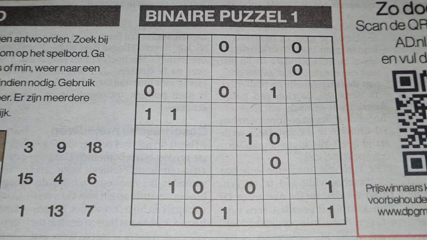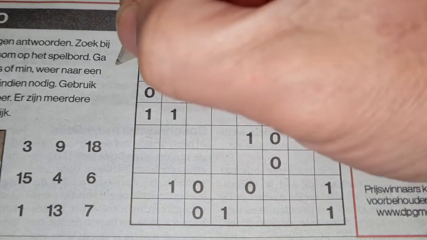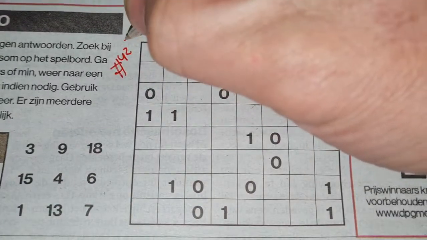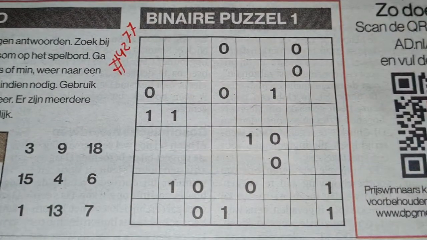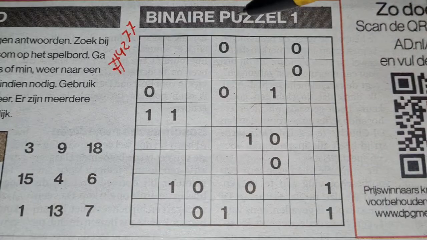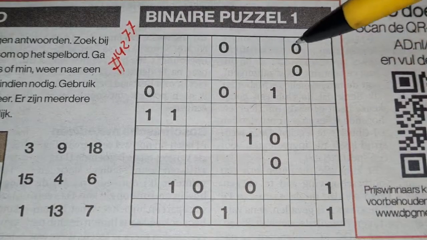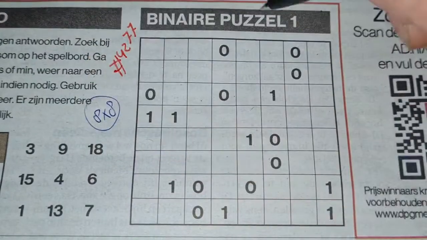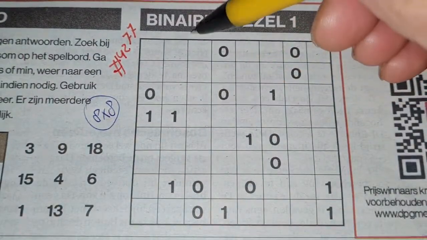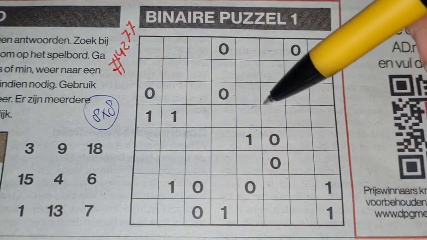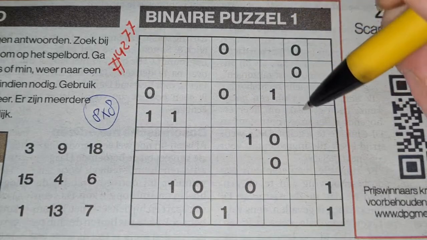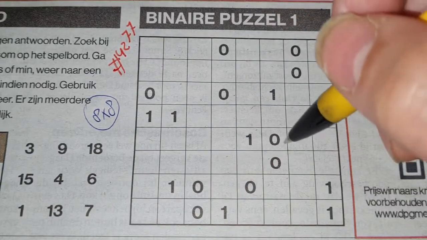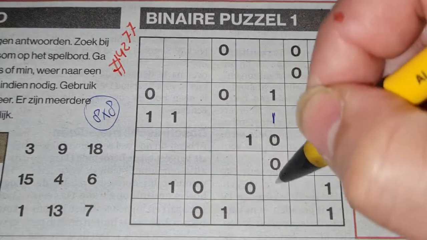And the second one I will solve is a binary puzzle number 4277. And what kind of binary puzzle is this one? Let me count. 1, 2, 3, 4, 5, 6, 7, 8. It's an 8 by 8 binary puzzle. That means in a row or in a column there are always 4 ones and 4 O's. So let's get started. Double O, here one, there one.